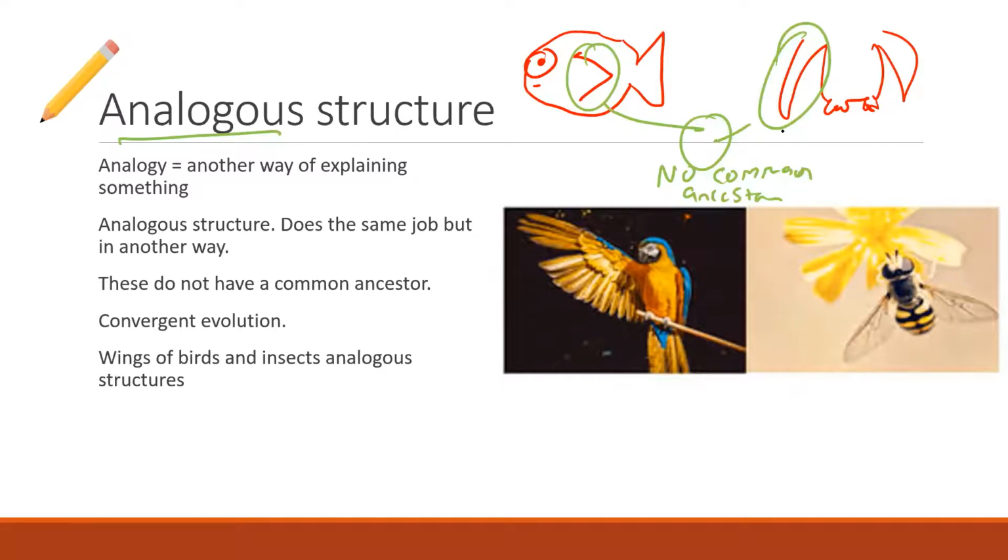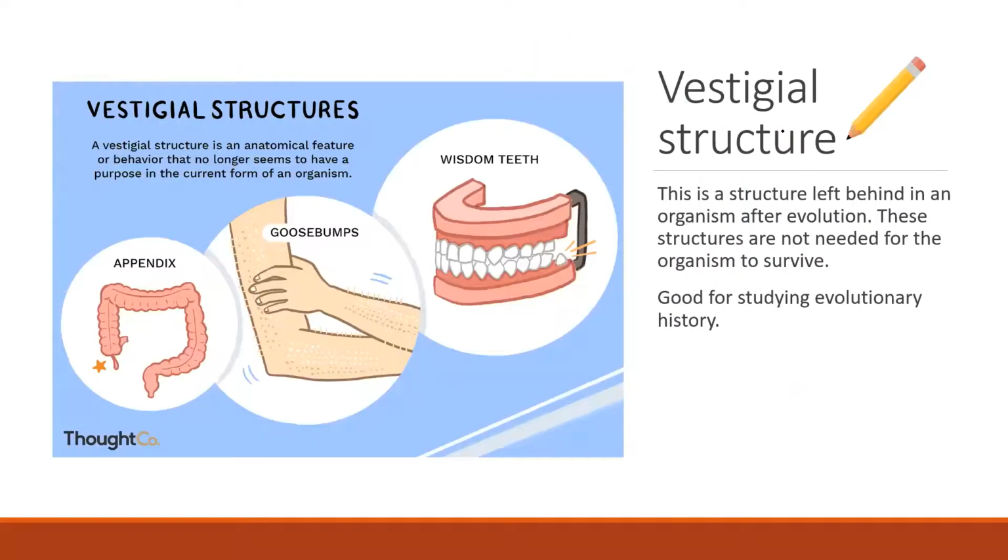All right, the third and final example is actually called vestigial structure. This is the one that I had to look up because I did not know about the vestigial structure. What is a vestigial structure? There is something called a vestige. Vestige means old.